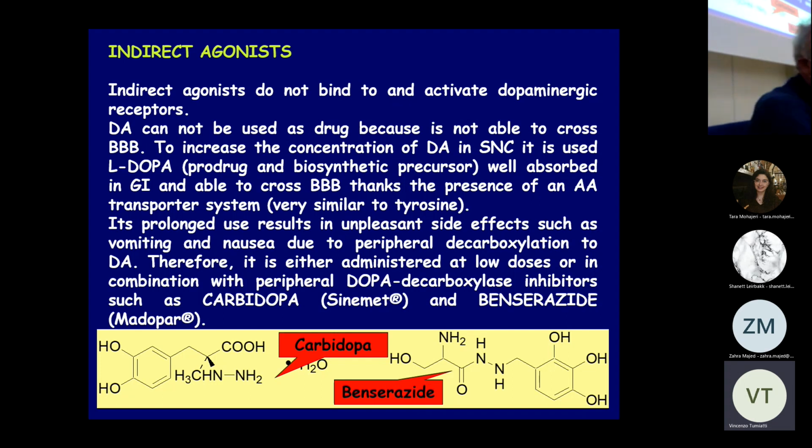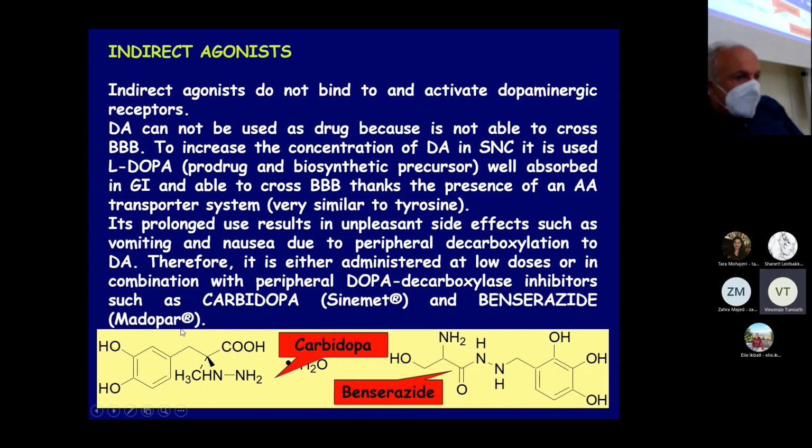So you can understand the strategy. And you see Sinemet is the commercial name of this preparation, the association of L-DOPA with carbidopa. And then it is easy to remember the chemical structure. Carbidopa is very similar to the substrate, to L-DOPA. We have a hydrazino group instead of an amino group, and a methyl on carbon 2.